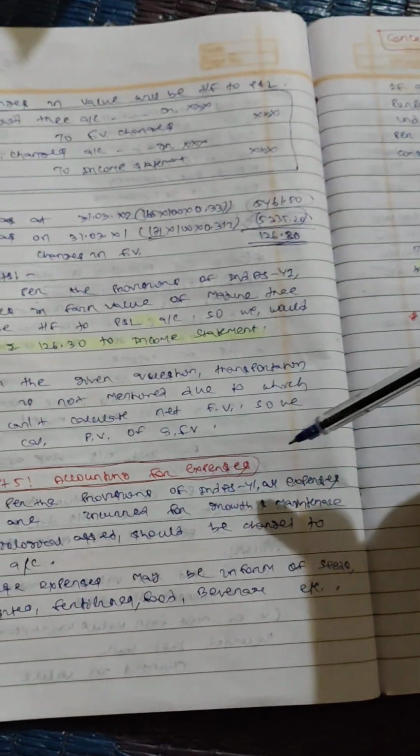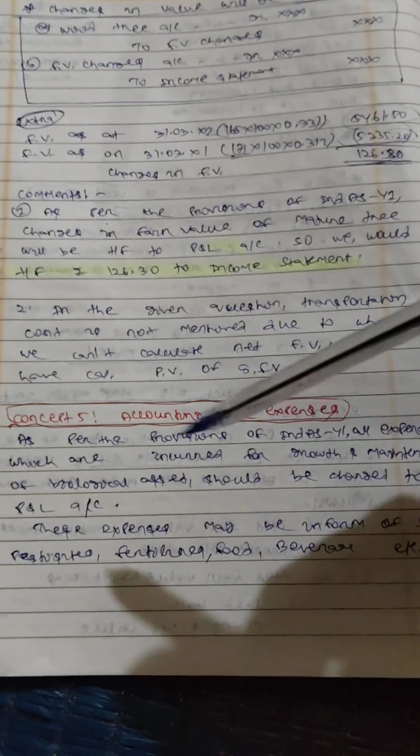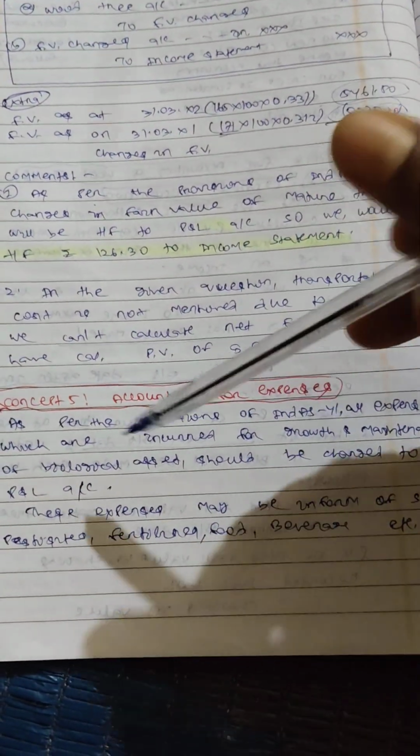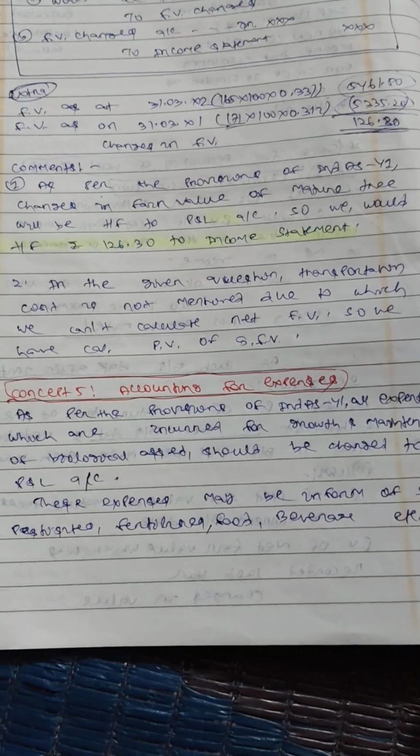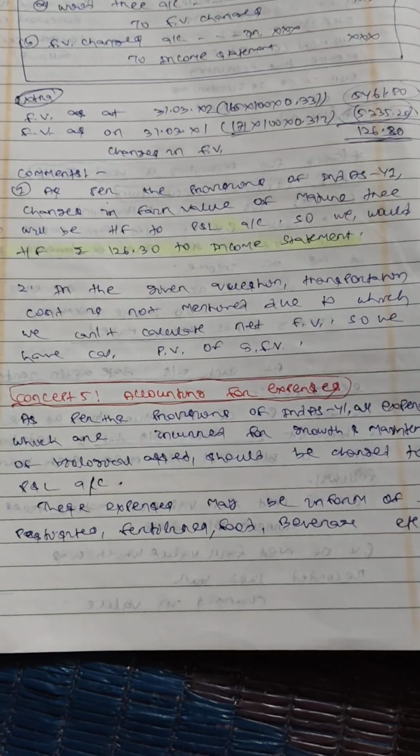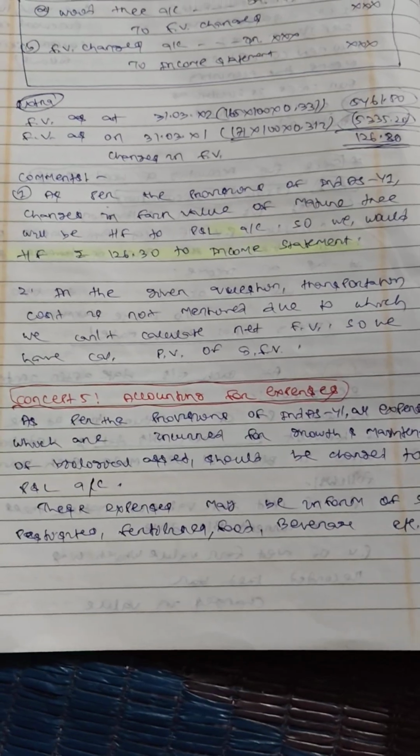Accounting for expenses. As per the provisions of Ind AS 41, all expenses which are incurred for growth and maintenance of biological assets should be charged to P&L. These expenses may be in the form of seeds, pesticides, fertilizer, labour, etc.